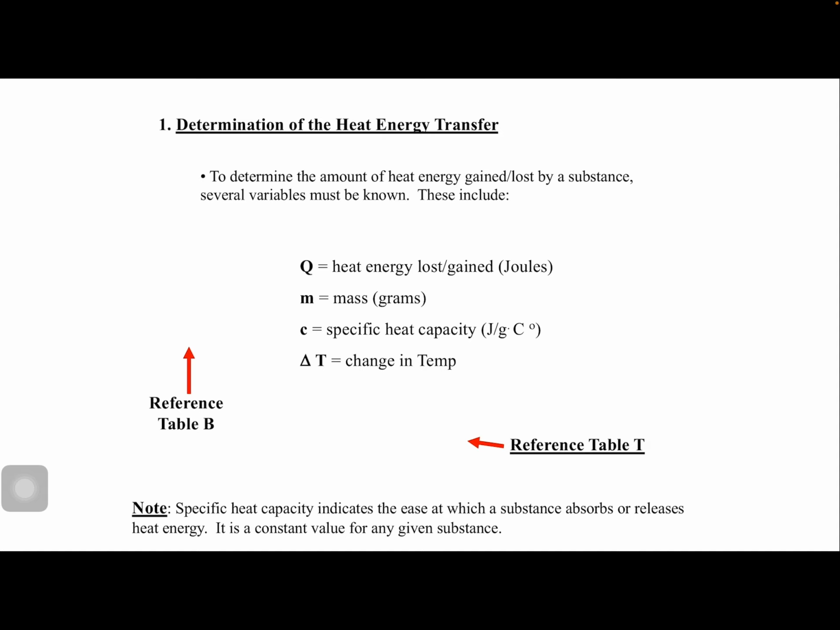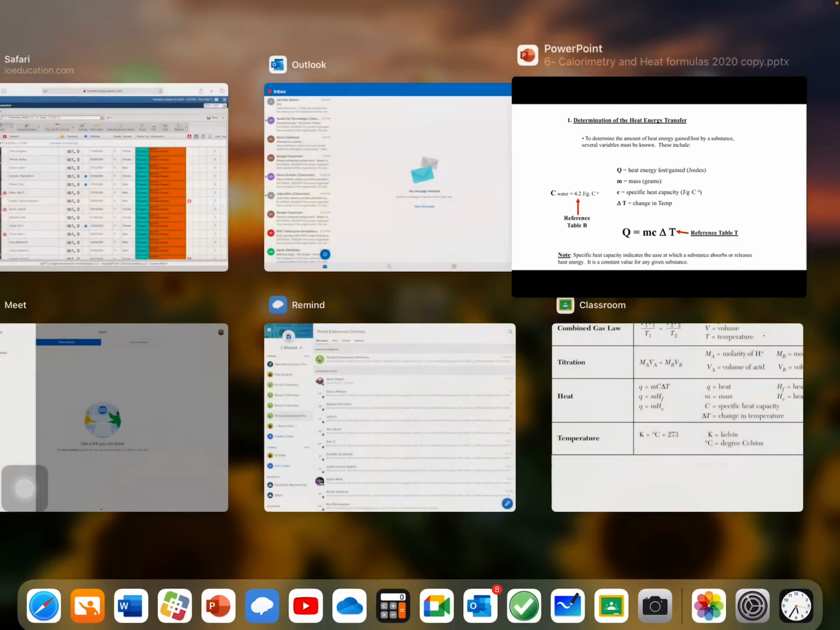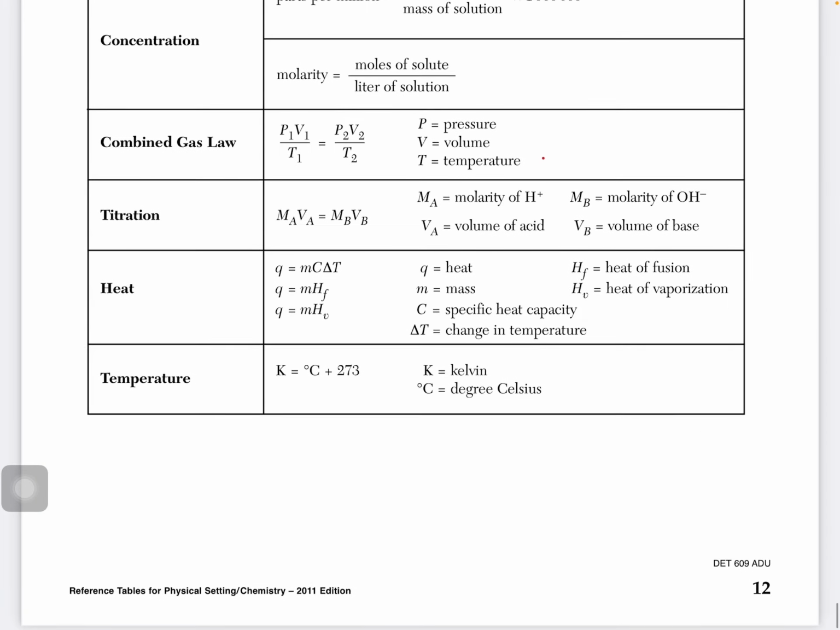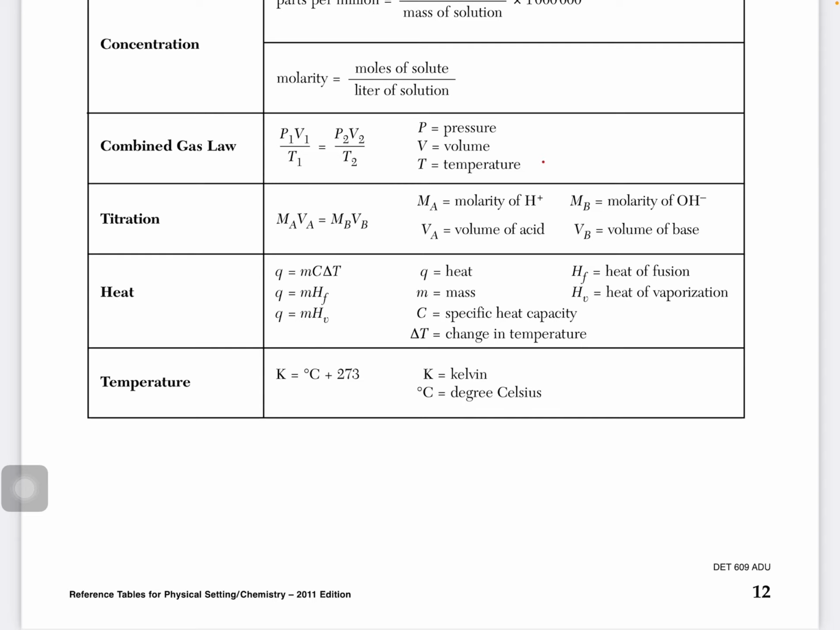Note, the specific heat capacity just indicates how well a substance absorbs or releases heat energy. It's a constant value for any given substance. So again, for water, it's 4.2 joules per gram degrees Celsius. And on the reference table, it is Q equals mc delta T. Now, something you might notice if you look at table T and table B, which is where all this information is found: first of all, table T is in the back, table B is in the front. They did that on purpose, so you could just flip-flop to find your information. But as you can see, you have your first heat formula right here. You have everything it stands for right here, I'm so sorry, my assistive touch is misbehaving.